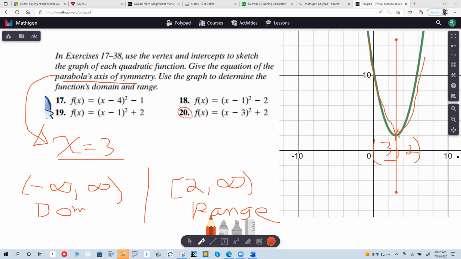The range will start with the y coordinate, and if it opens upward, it's going to go to positive infinity. We're going to do one, hopefully, where it's negative, and it's going to go from the y coordinate to negative infinity. We're going to hopefully get a chance to do one, but let's do a couple more. But I'm going to pause it just a little bit.